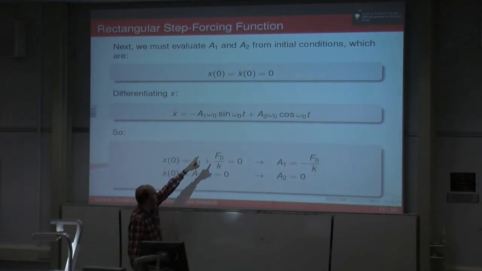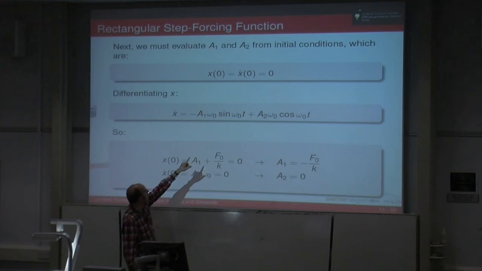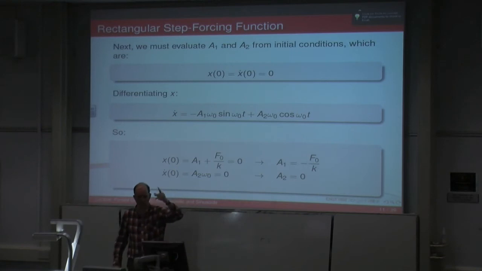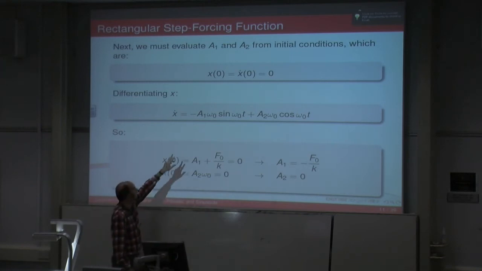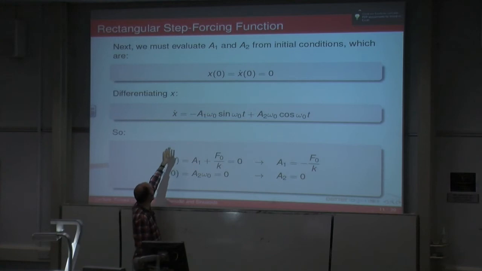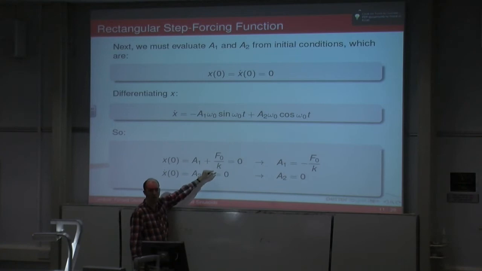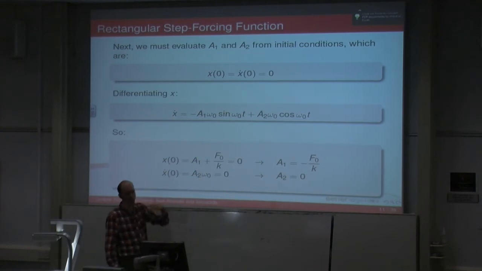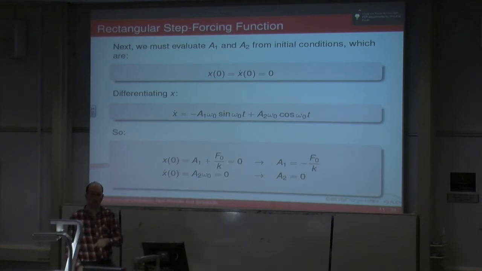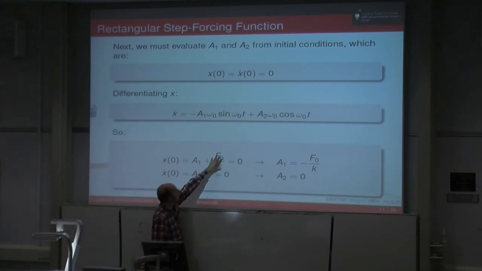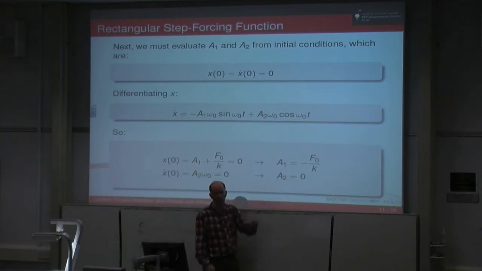Well, sine of 0 is 0. Sorry, cosine of 0 is 1. And so in the first equation, the non-differentiated one, we had A1 because it was cosine omega t. Obviously omega t is 0, so cosine of 0 is 1, so we end up with A1. Sine, which is in the second term, sine of 0 is 0, so A2 disappears. And then we've got the F naught upon k term. And so we can easily see that A1 is minus F naught upon k.